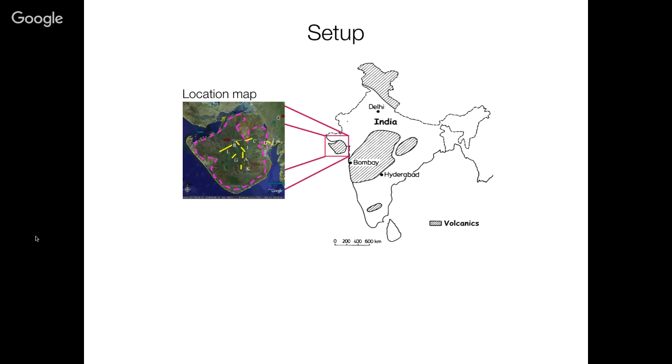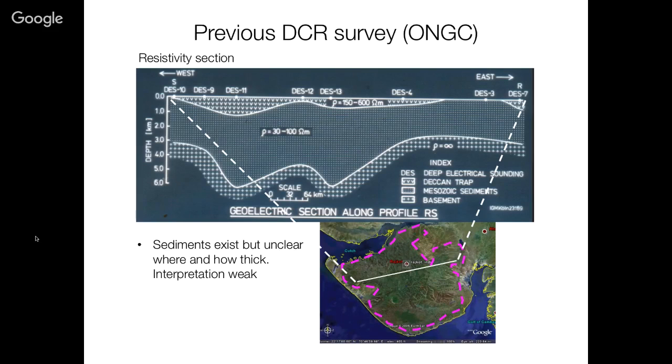This was motivated by hydrocarbons, or discovery of hydrocarbons. So the setup is, here's India, here's a region of interest, and there are these flood basalts, and they're interested to know if there's sedimentary material underneath the flood basalts. There was initially a DC resistivity line that went across here, and that was interpreted to give a section that looked like that. So there were sediments that were found, but there were a lot of questions about how thick they were and where, and what's really there.